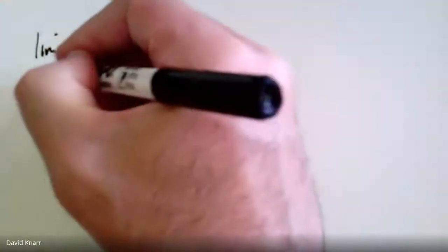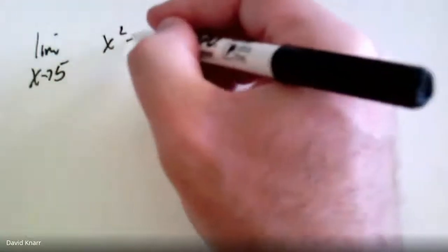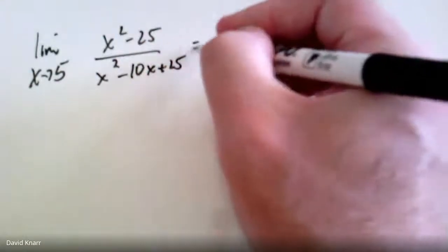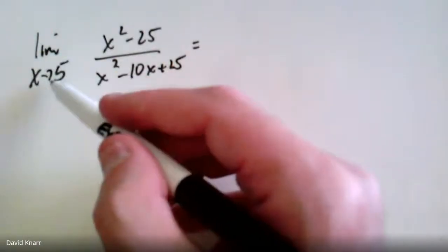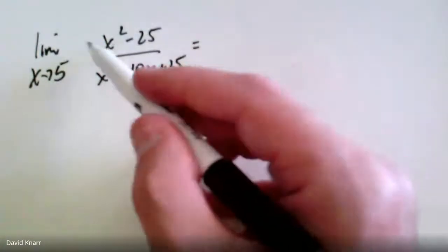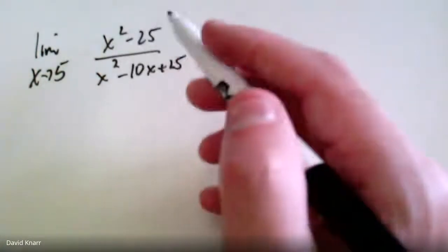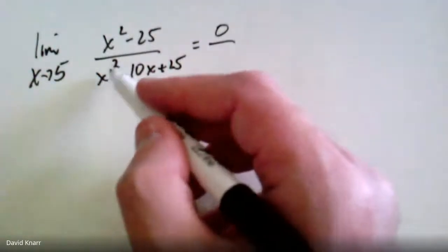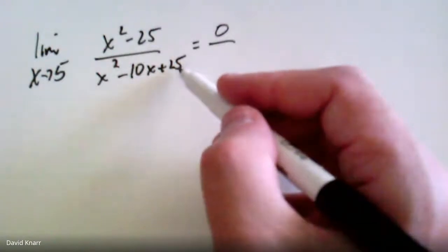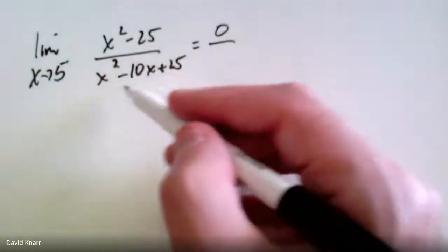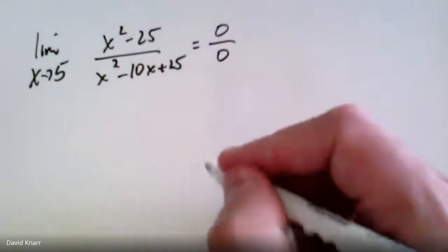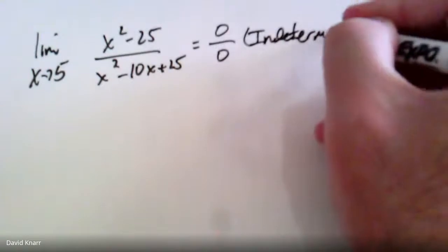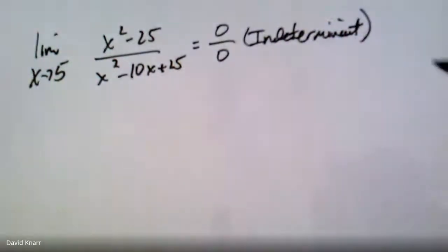Let's try the limit as x approaches 5 of x squared minus 25 over x squared minus 10x plus 25. Okay, so if I take the limit as x goes to 5, let's try to substitute it in. 5 squared is 25, 25 minus 25 is 0. And then in the denominator, 5 squared is 25 minus 50 plus 25. 25 and 25 is 50. 50 minus 50 is 0. This is 0 over 0. This is indeterminate. Okay, this is an indeterminate form.